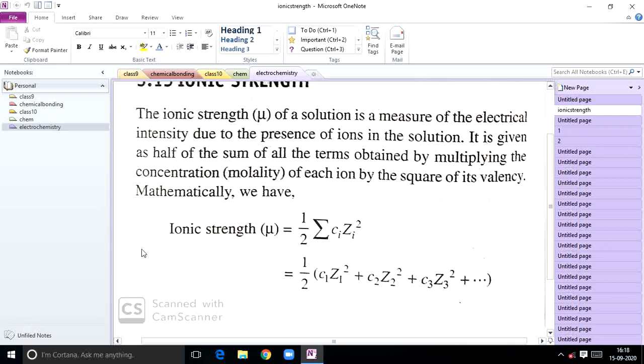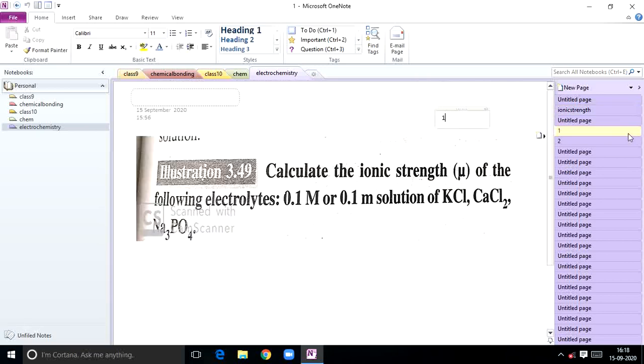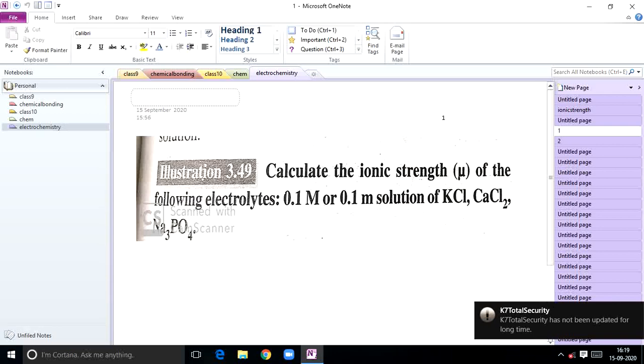If you expand that, ionic strength is given by mu is equal to half into C1 Z1 square plus C2 Z2 square plus C3 Z3 square plus so on. So this is ionic strength. Okay students, now calculate the ionic strength mu of the following electrolytes. See here, in the previous case, C1, C2, C3 are concentrations, Z1, Z2, Z3 are valencies of various ions present in the solution.